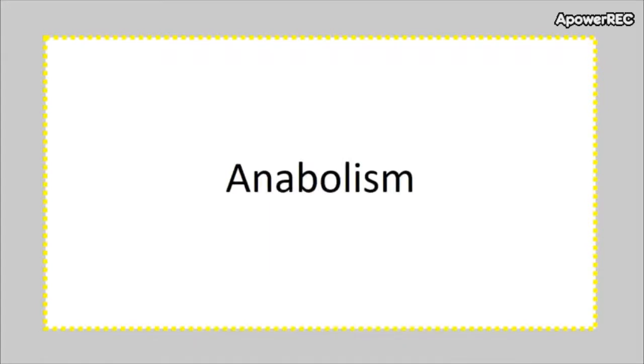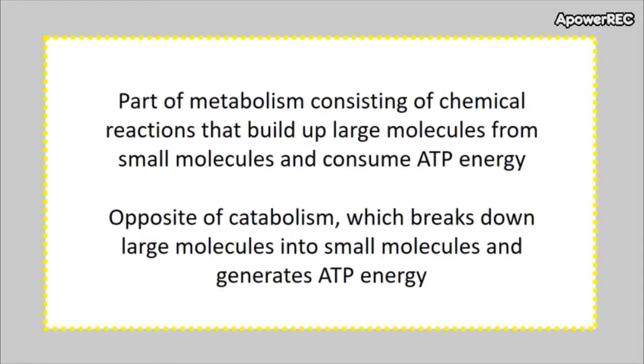Number 32, anabolism. Anabolism is a part of metabolism. It consists of chemical reactions that build up larger molecules from smaller molecules, and in the process consumes ATP, or the energy of ATP. This is the opposite of catabolism, the other side of metabolism, which breaks down larger molecules into smaller molecules and in the process can generate ATP energy.